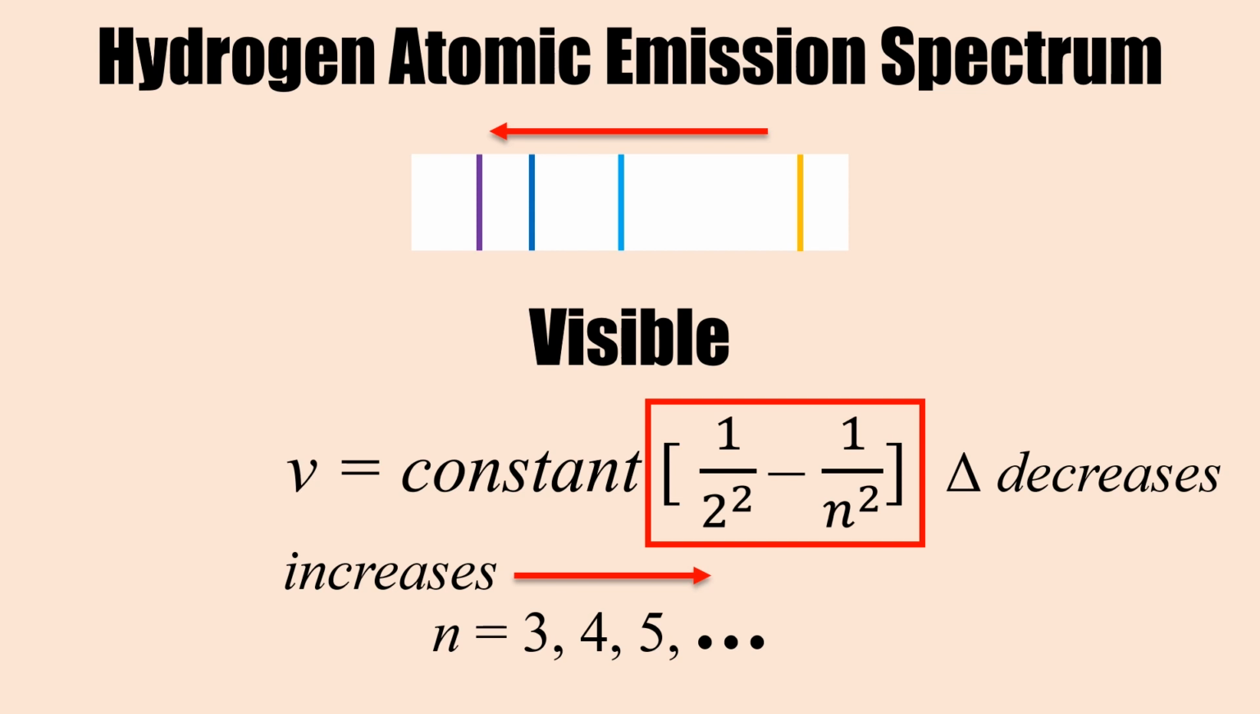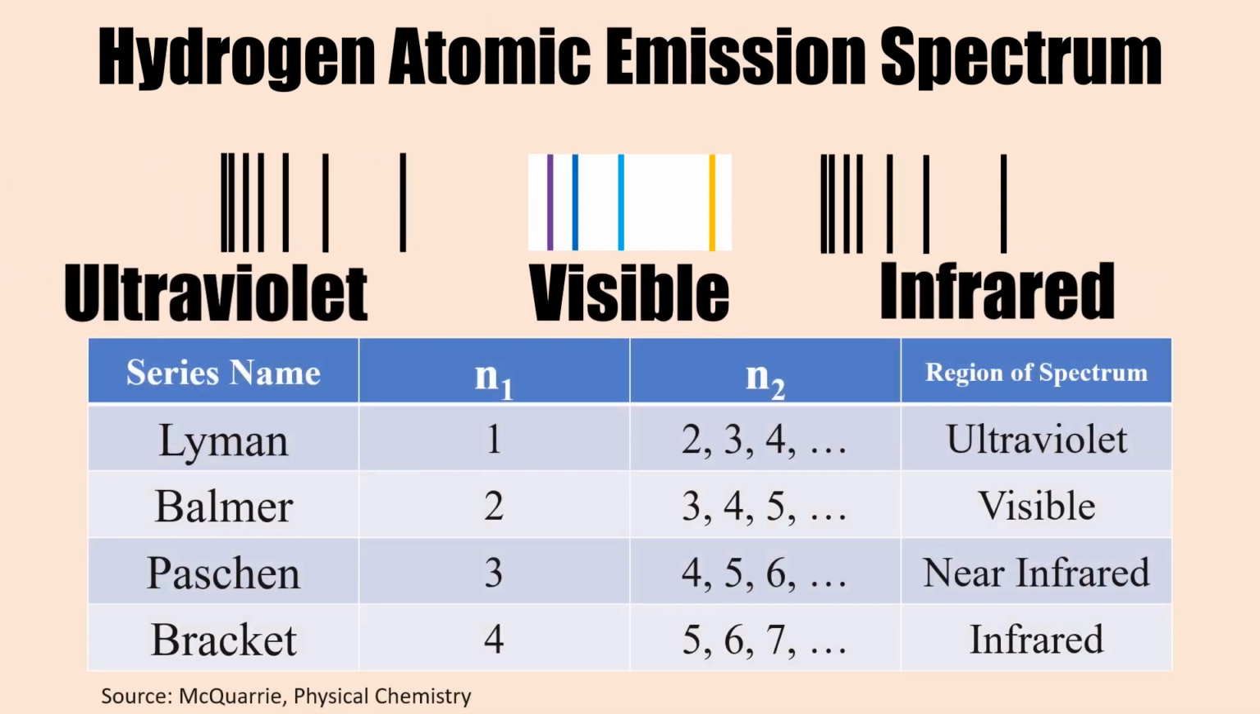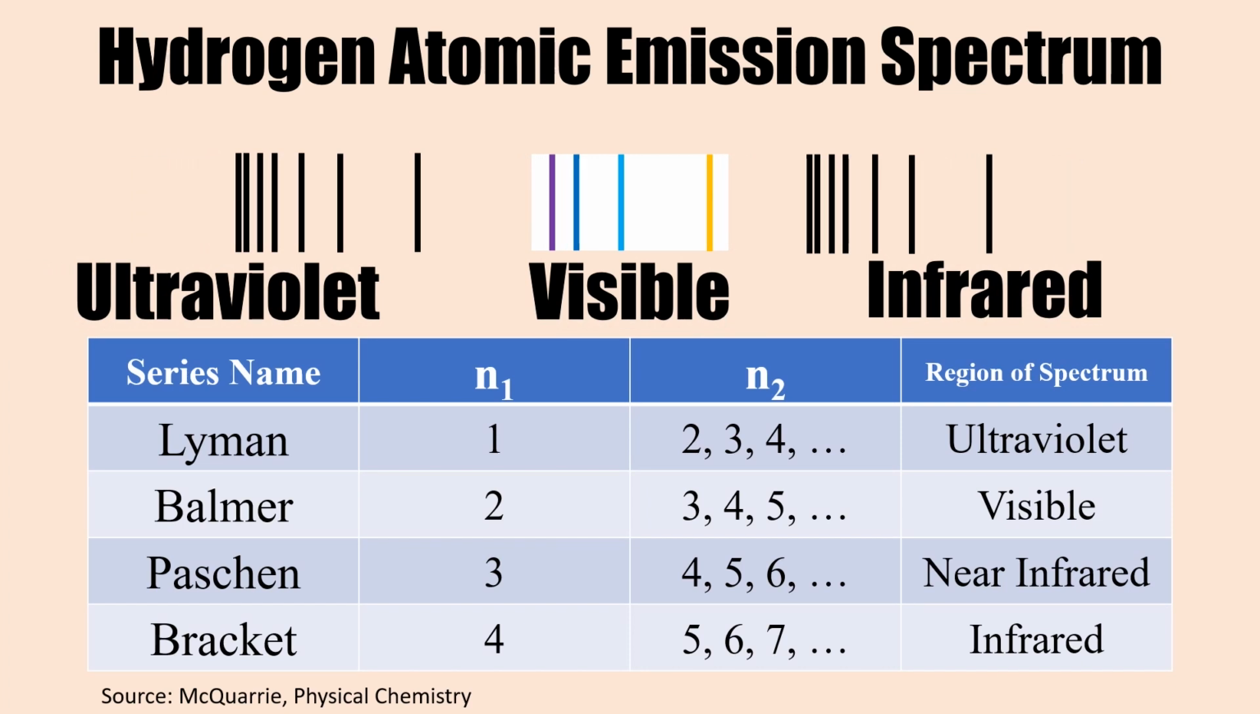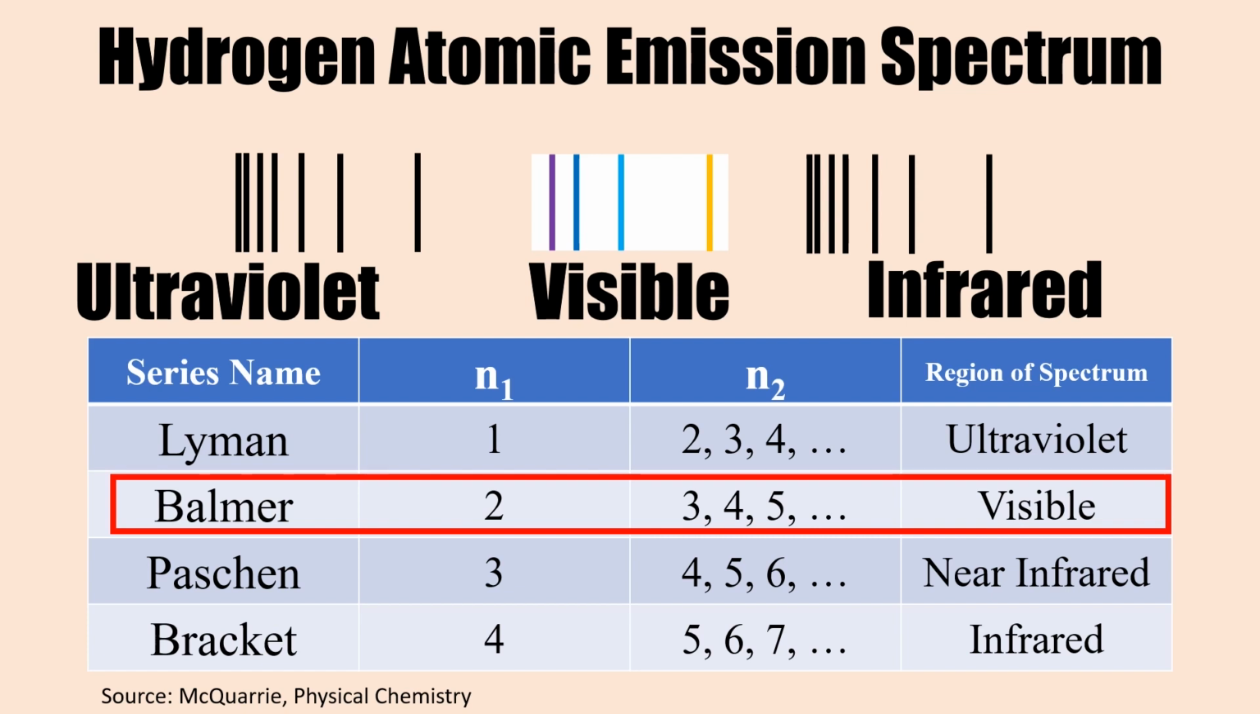Let's pause to appreciate this truly amazing and rather simple conclusion. The main point is that Balmer showed that these frequencies of the photons emitted were differences in whole number integers. 2 and 3, 2 and 4, 2 and 5. This is called the Balmer series.